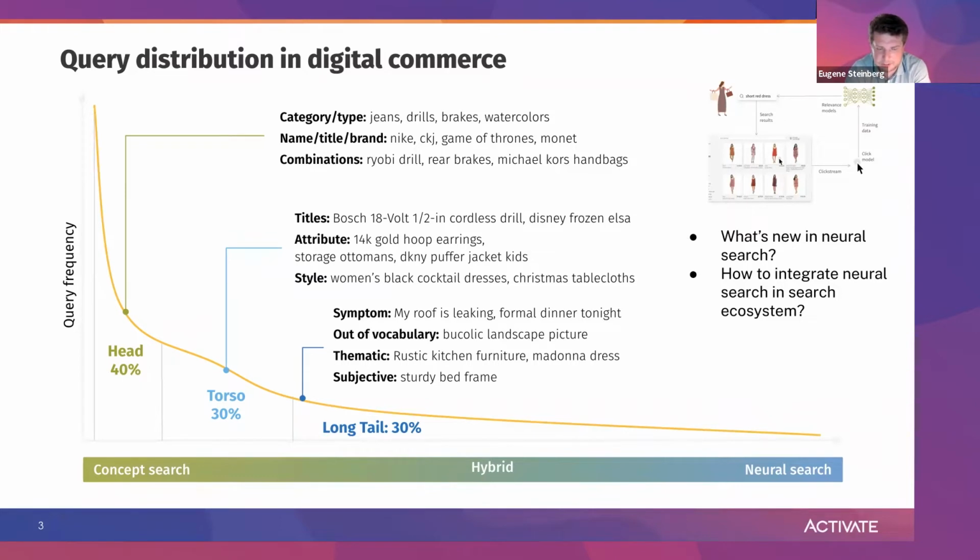However, as we go down the slope of the frequency, we go into the torso queries and long tail queries, which are typically much more complicated, and they are much harder to attack with knowledge graphs or traditional concept search techniques. This is where neural search, basically machine learning based search retrieval, becomes extremely popular and effective. We are going to talk today about neural search specifically. We will talk about what is new happening in the space of neural search, and most importantly, when you have implemented your first neural search service, how to implement it in a non-disruptive way into a working search ecosystem.